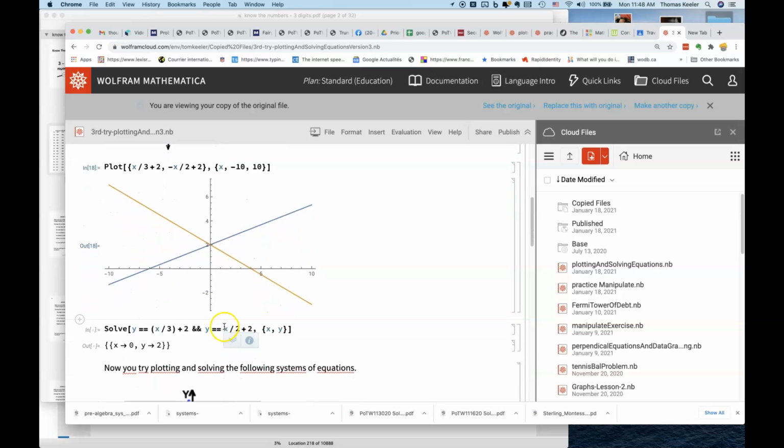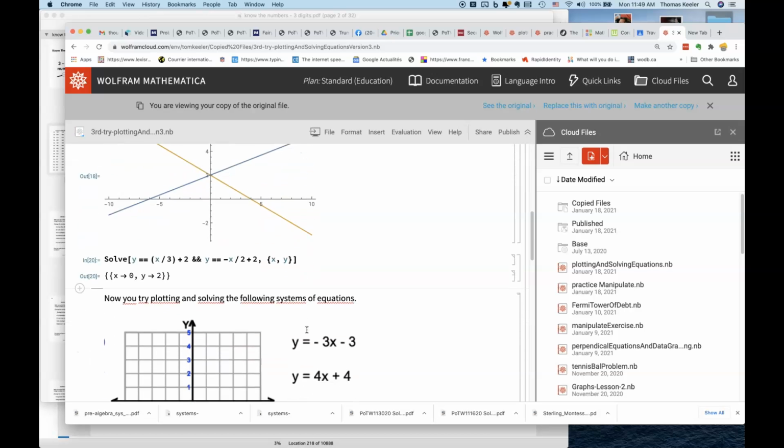Okay, so let's see if it works then in our solve. We're still going to get the same solution, I guess. So it's not going to change anything. Well, let's put our minus x in there and see what happens. Hard to say, but we get the same there.